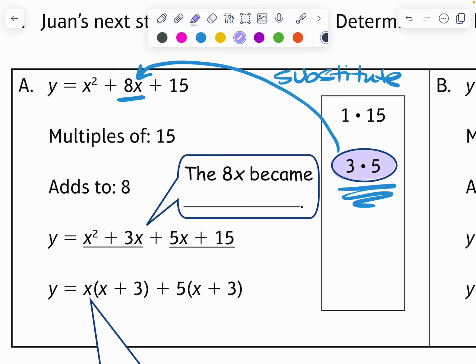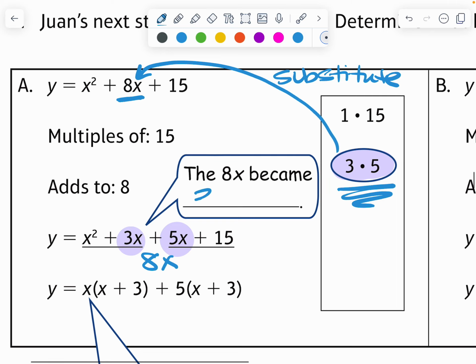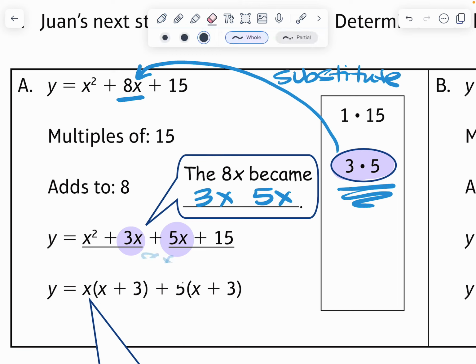So if you notice right here, this is what they did. They used the 3x and the 5x instead of 8x. Don't 3x and 5x add to 8x? So we're just substituting them in. All right, the 8x became a 3x and a 5x. Now, once we do that, it's like we have 2 different problems. All right. We're going to cut those down the middle.